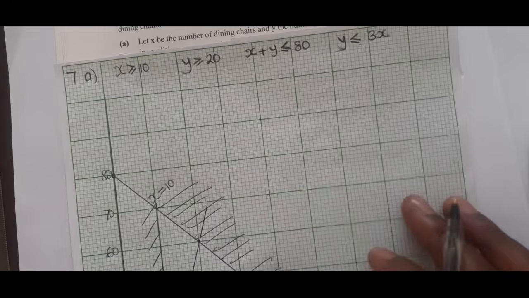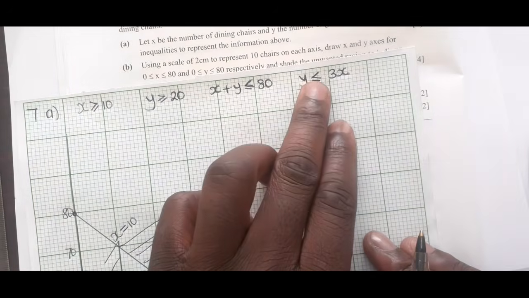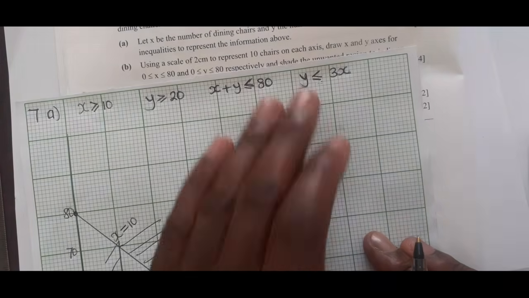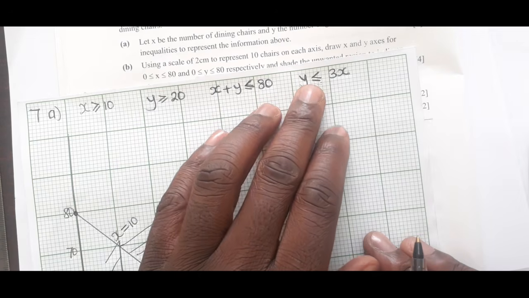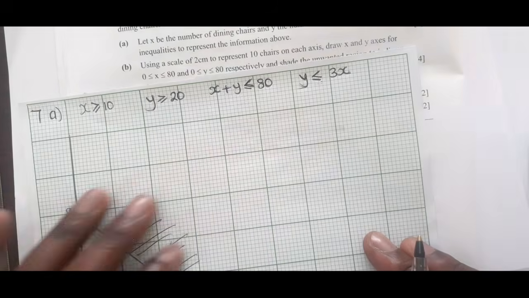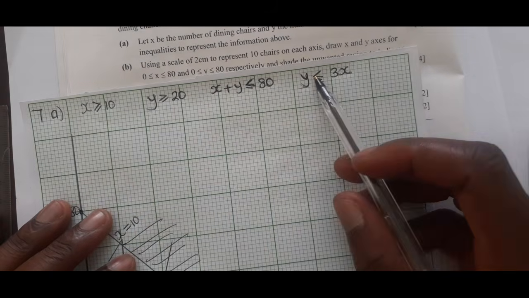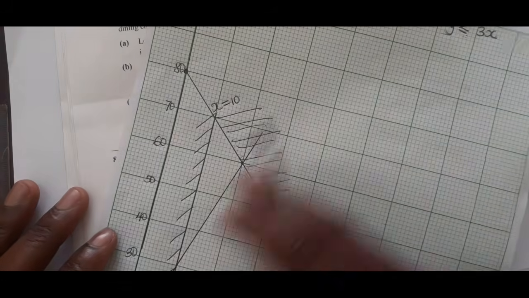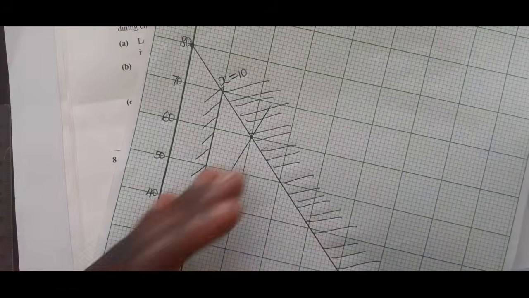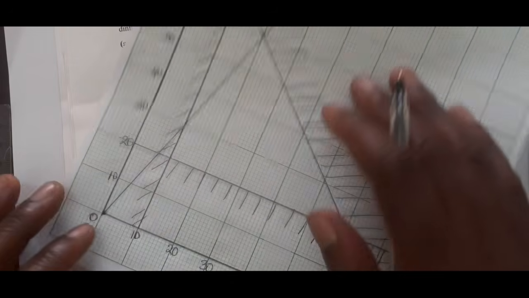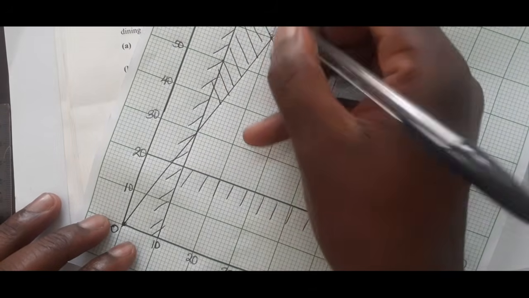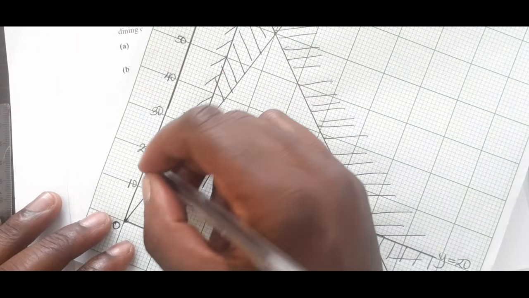Now, again, when you look at this one, this is y is less than or equal to. So in this case, we are talking about the region that is below the graph or the line. The region that we want is this one below here. The unwanted region is this side, so we're supposed to shade this part here, like this.